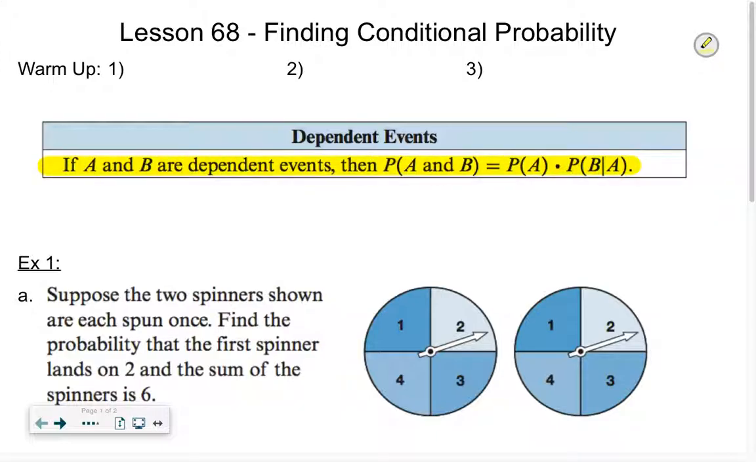And it's simply stating that if A and B are dependent events, then probability of A and B is equal to the probability of A times the probability of B given the A part. This is the new part of today's lesson, this vertical line in our notation. And again, it means given. So it's what we already know.